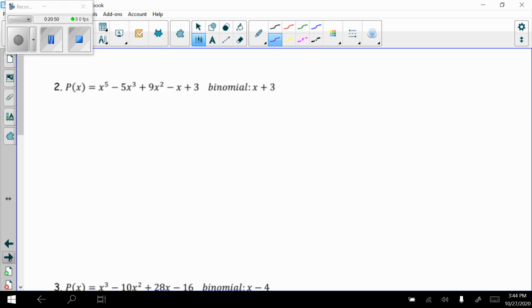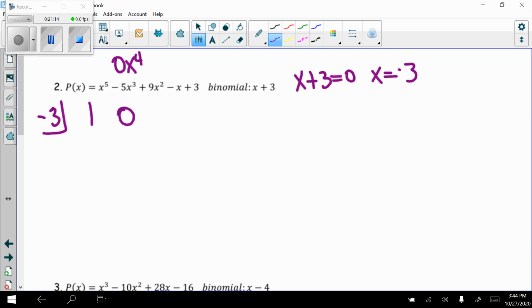So the binomial is x plus 3, so that equal to 0, so x equals -3 goes in my box. Check to see if I'm missing anything. I have x to the 5th, I'm missing an x to the 4th, so 0x to the 4th. Then I go x cubed, x squared, x, constant. So I'm only missing 1. So I would write down my coefficients: 1, 0, -5, 9, -1, and 3.